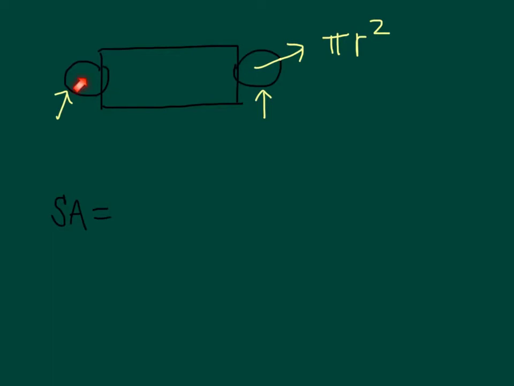I have to do that twice because there's a circle here, a circle here. So I'm going to write that as 2 times pi r squared because there are two circles, right? This one and this one. So that's my first part. Now I also need to add, and maybe I'll even make a little note here, that this is from my two circles.